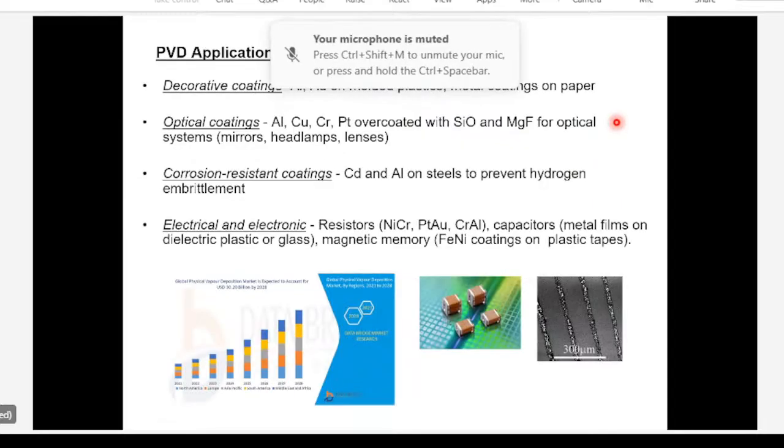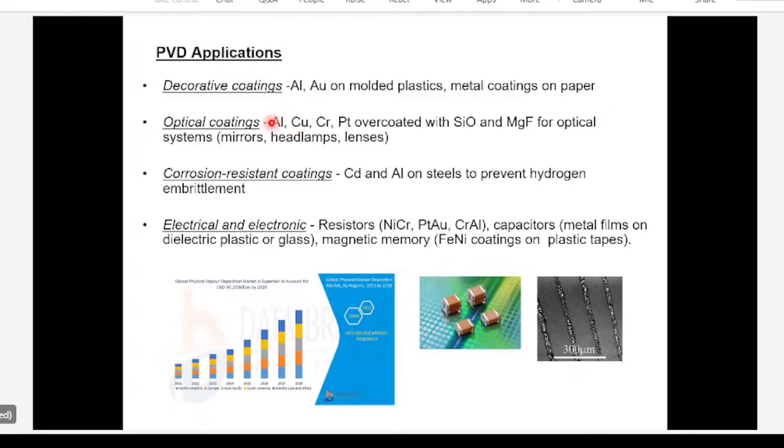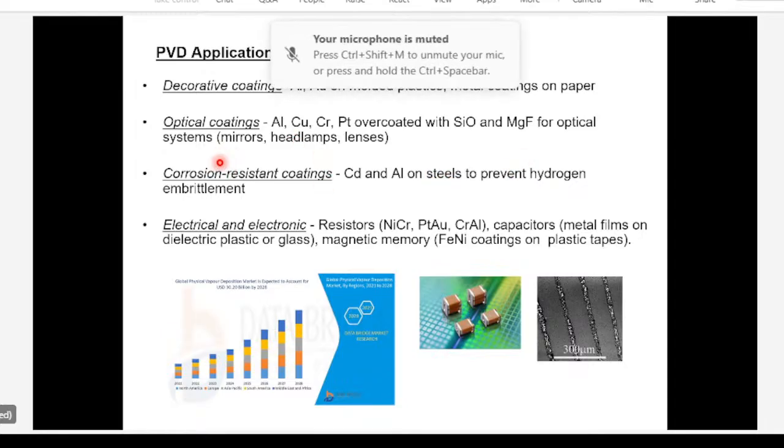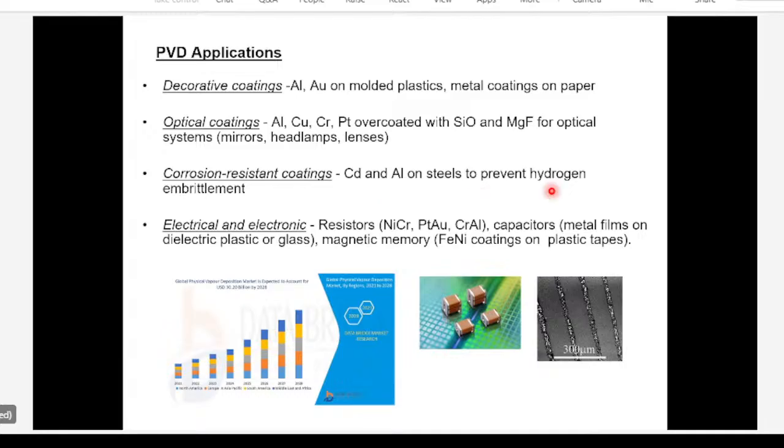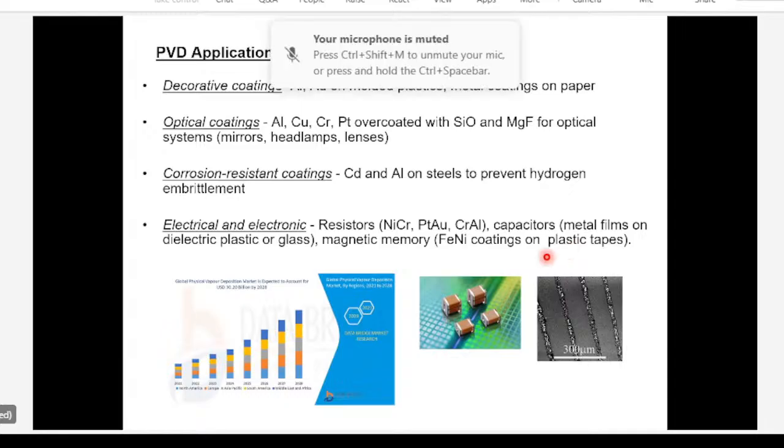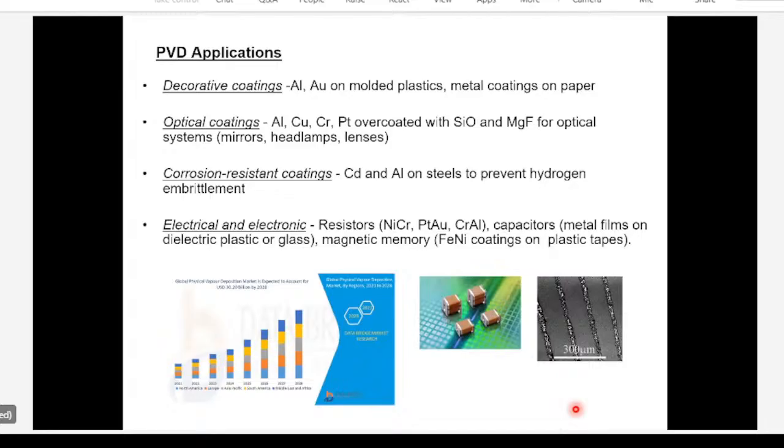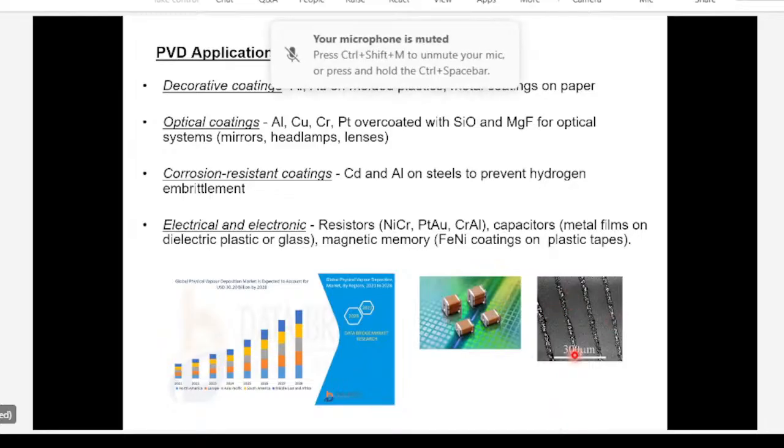Applications of PVD are in decorative coatings on molded plastics, metal coatings on paper, optical coatings on optical systems like mirrors, headlamps, and lenses, corrosion-resistant coatings, especially cadmium and aluminum on steel to prevent hydrogen embrittlement, and then electrical and electronic applications. Resistors and capacitors have multi-layer systems. So the metallic coatings are deposited using the PVD process, as in the case that we saw last time.